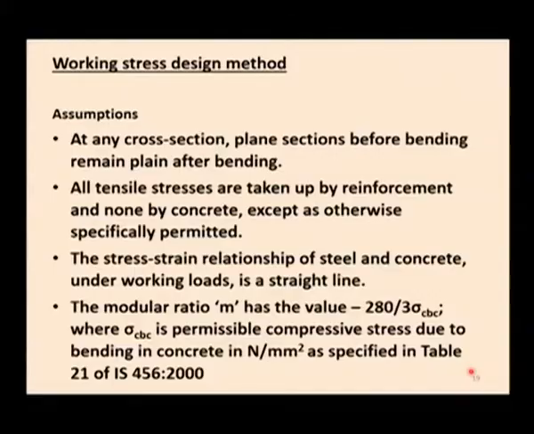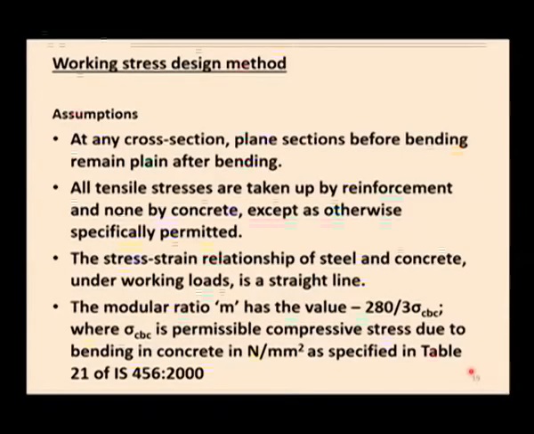Here the first assumption is, at any cross section, the plane section before bending remains plane after bending. What does it mean? It means that the strain at any cross section of the beam is directly proportional to the distance from the neutral axis. This is based on the theory of simple bending. In the theory of simple bending, the layers above the neutral layer are subjected to compressive stresses and the layers below the neutral layer are subjected to tensile stresses. In the neutral layer, there is neither compression nor tension.